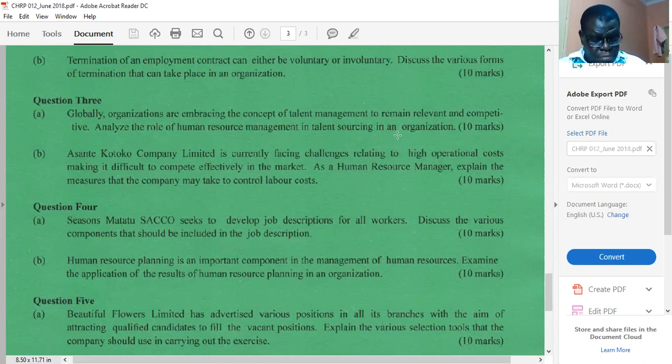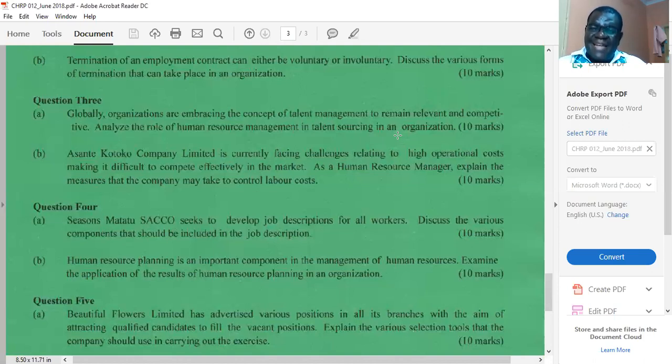Globally, organizations are embracing the concept of talent management to remain relevant and competitive. Analyze the role of human resource management in talent sourcing in an organization.